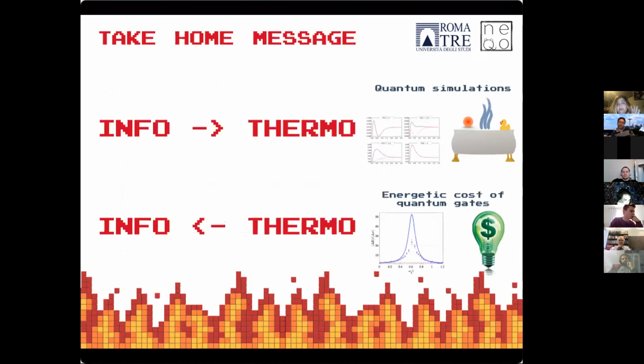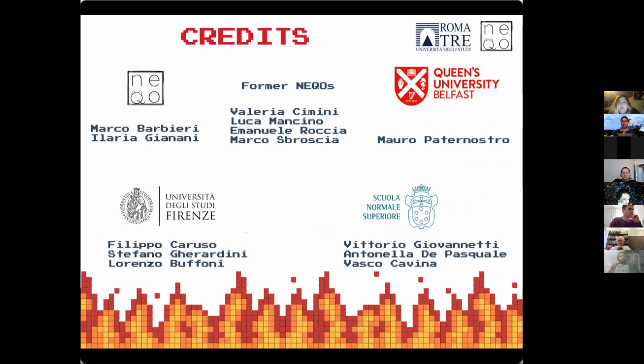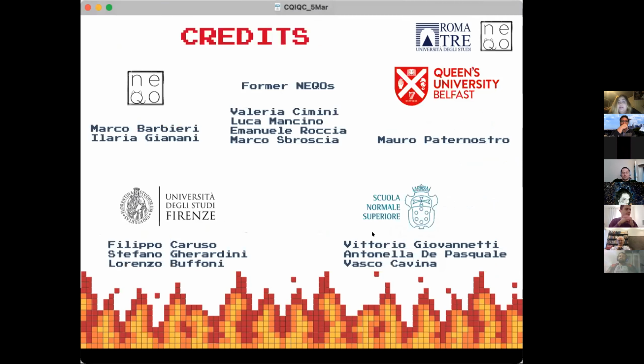So concluding, the take-home message, I hope I got it across, is that the informational and thermodynamical quantities are really connected. You can use informational quantities to infer considerations on your thermodynamical processes through simulations, but also you can use thermodynamical properties to estimate the energetic consumption of your logic gates. The works we have performed are done by these people.